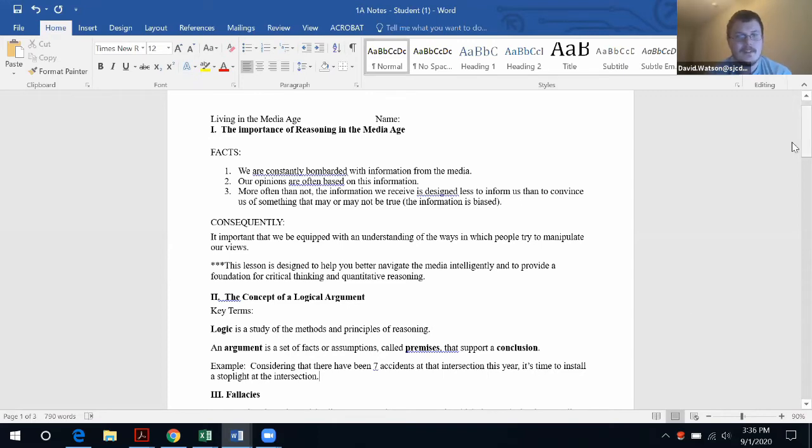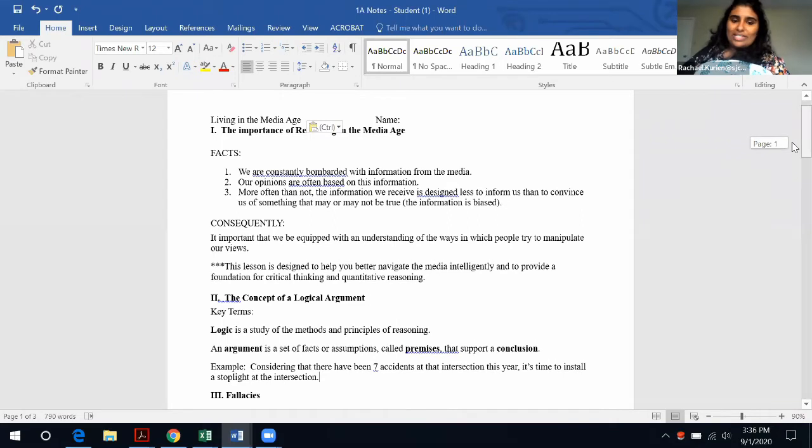So for example, considering that there have been 7 accidents at the intersection this year, it's time to install a stoplight at the intersection, all right? So the premise is there's been 7 accidents at the intersection this year. So your conclusion is it's time to install a stoplight to stop those accidents. So it's basically like the reasoning behind it.